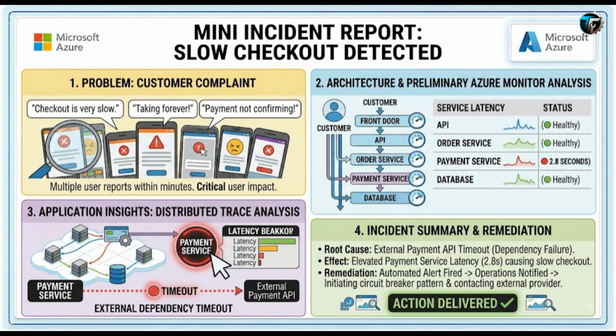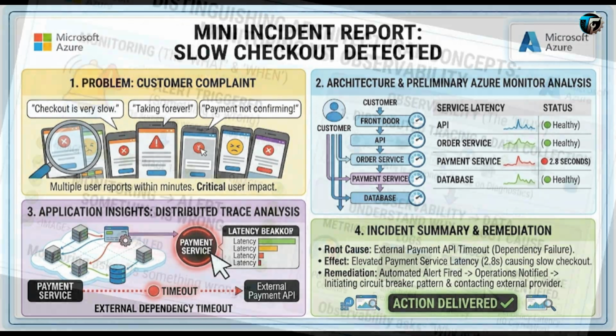The request flows through the front door, API, order service, payment service, and finally the database. Now, let's see what Azure Monitor tells us. Everything looks fine except the payment service, which is unusually slow. So we dig deeper with Application Insights. Here we see the payment service calling an external payment API, and that's where the timeout occurs. This is the kind of real troubleshooting story that makes monitoring memorable. Monitoring isn't just about dashboards, it's about finding the problem and fixing it fast.